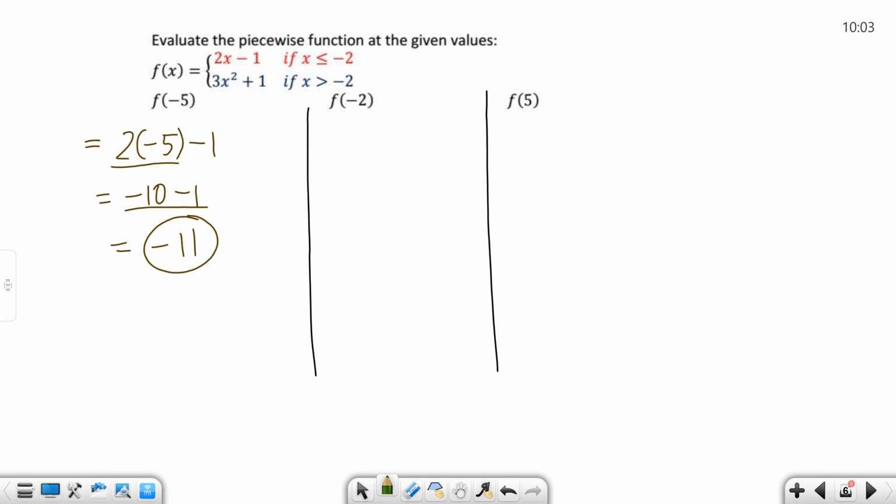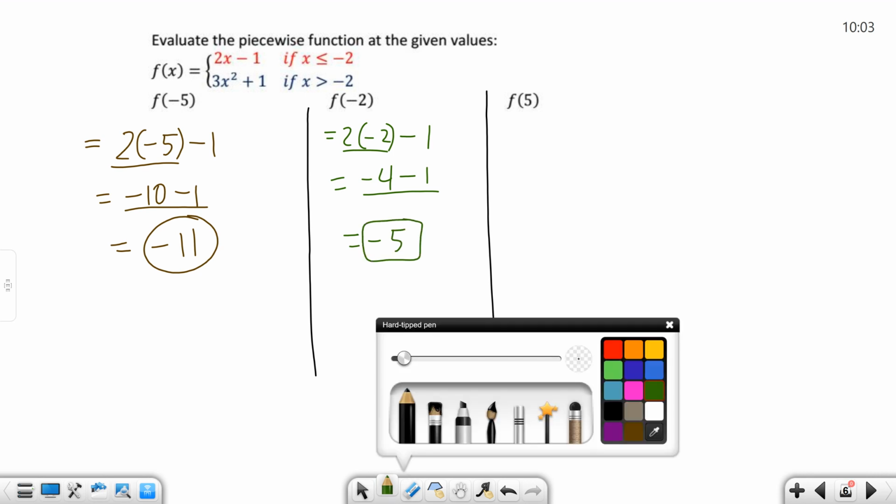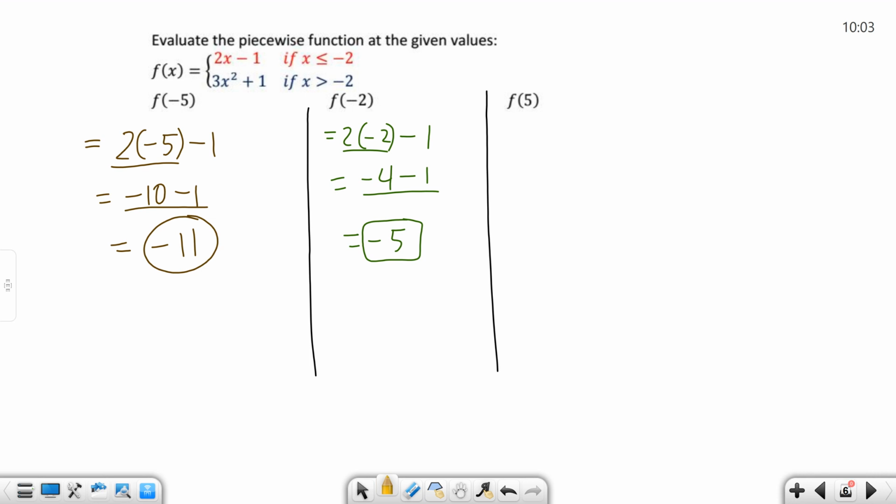2x minus 1. So this is going to be 2 times something minus 1, and that something is -2. It's going to be -4, right? Because we're going to multiply that first, minus 1, put those together, and it's going to be -5. So -5.